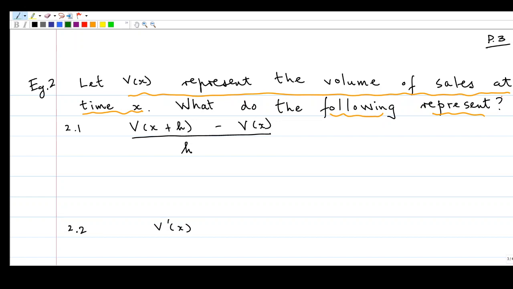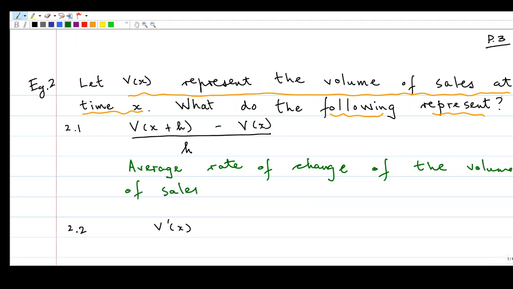Right? The 2.1, this expression is going to give us the average rate of change of the volume of sales in the time interval, right? The closed interval from X to X plus H.